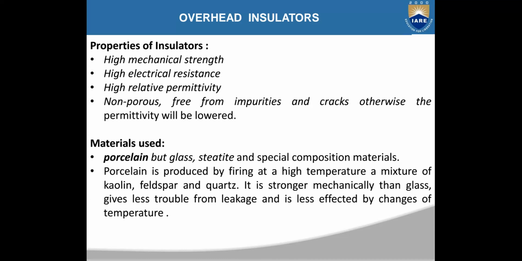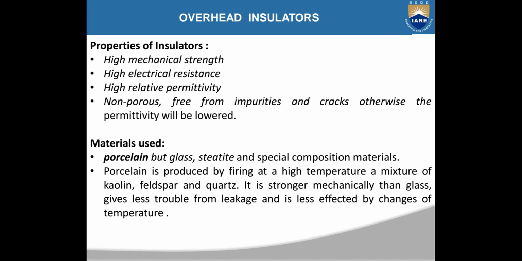Porcelain is the most widely used material for manufacturing these overhead type insulators. Apart from porcelain, we can also use glass, steatite, or some special composition of materials. Composition of materials means you will be using a mixture of two or three materials. Generally porcelain is used, and it is produced by firing at high temperatures a mixture of kaolin, feldspar and quartz. These are the three components present in the porcelain, so they are heated at high temperatures.